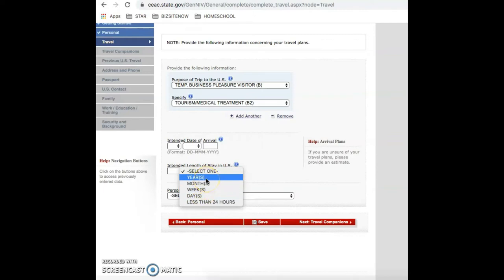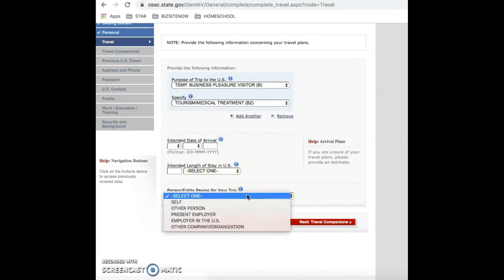Hindi tayo pwedeng years. Kasi allowed lang ang tourist visa ng 6 months dito sa US. May less than 24 hours if you want less than 24 hours. But maybe a safe answer would be 1 to 2 months or 2 to 3 months. Yan, you know. So, as long as justified naman yung answer mo why you want it that long. Diba? And person or entity paying for your trip.